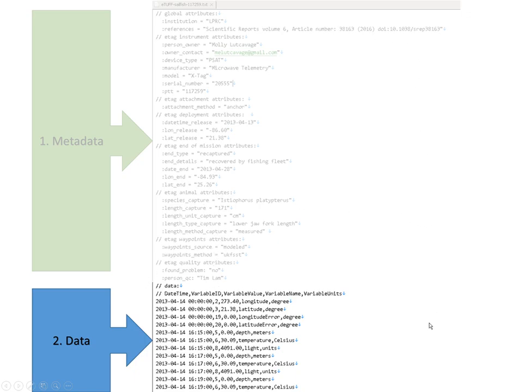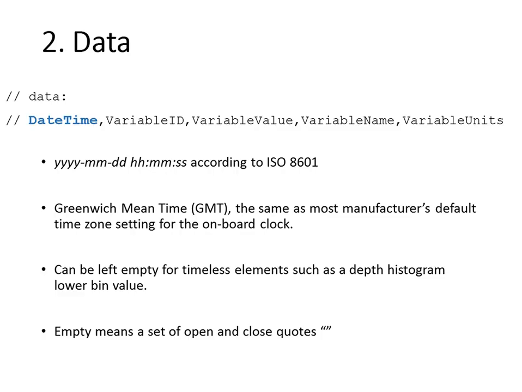And then we move into the data section of an eTUFF file. And under that header line, date time is what we meant there is basically year, month, day, hour, minute, second, according to ISO 8601 standard. The time zone is assumed to be GMT because it's mostly what the tag manufacturer default setting has. It can be left empty for some timeless elements.